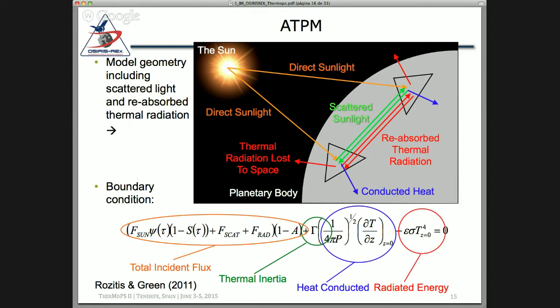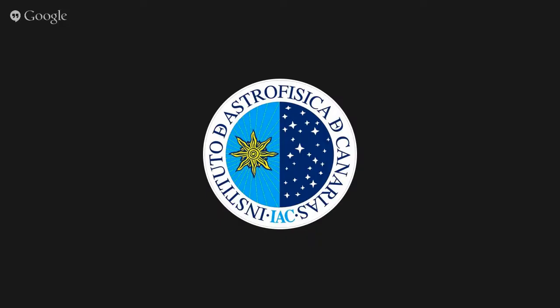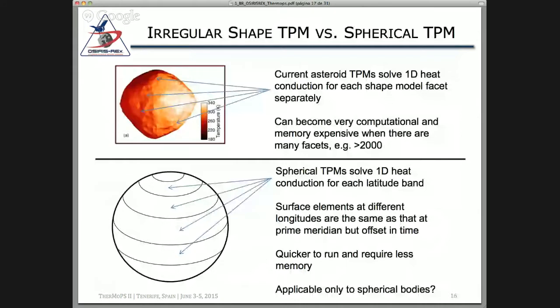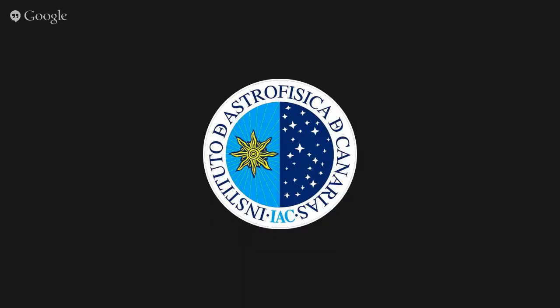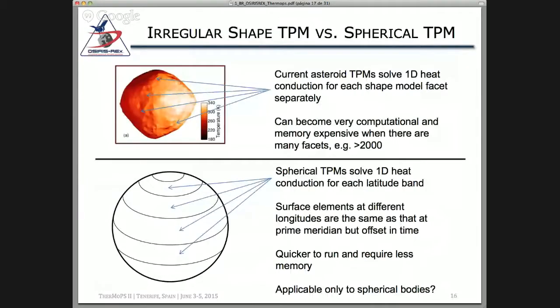This idea came from some of the Mars people within the thermal analysis working group, who have their KRC model for Mars. The KRC model is basically a spherical TPM. They model different latitude bands. Traditionally, you thought a spherical TPM could not be applied to an irregularly shaped body, but we thought of a way to map a spherical TPM to an irregularly shaped body. And this was actually described in the talks yesterday.